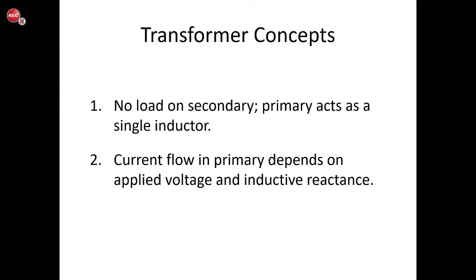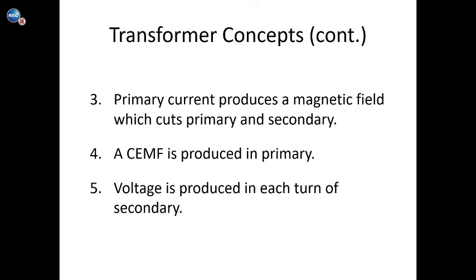Current flow in the primary depends on the applied voltage and the inductive reactance, and so we know that current is voltage divided by resistance, or in the case of inductors, it's voltage divided by reactance. And so the amount of current that is flowing is going to depend on the applied voltage and the inductive reactance, or in other words, the impedance.